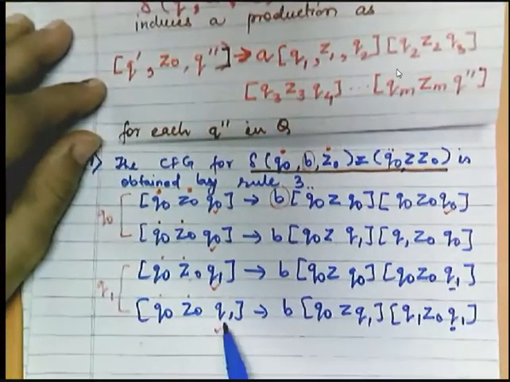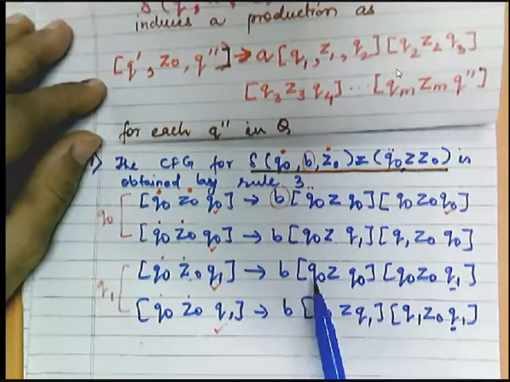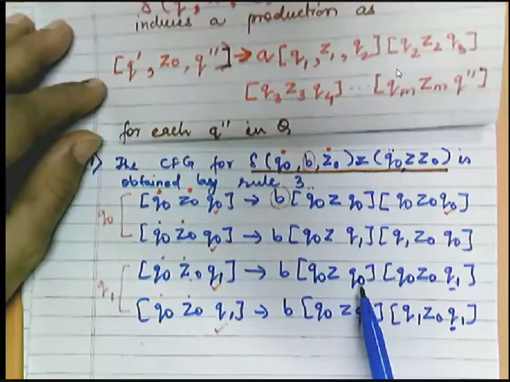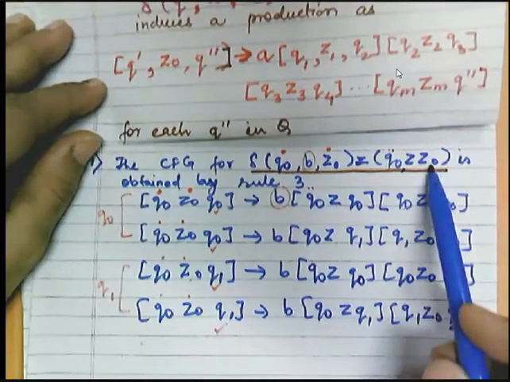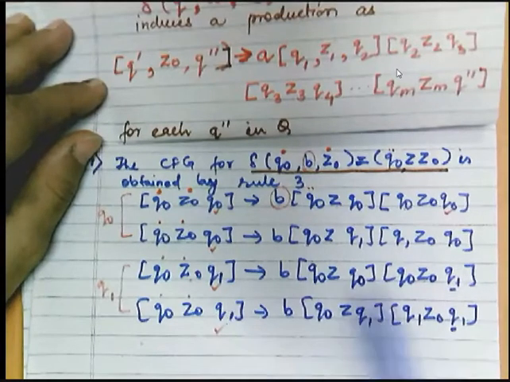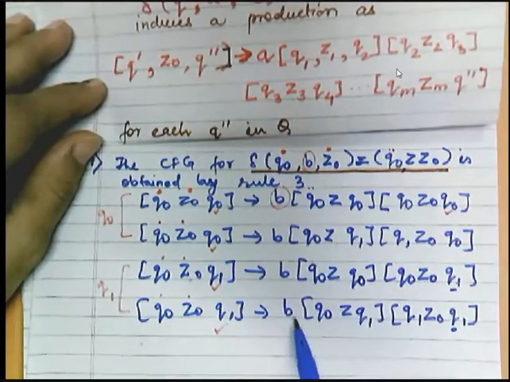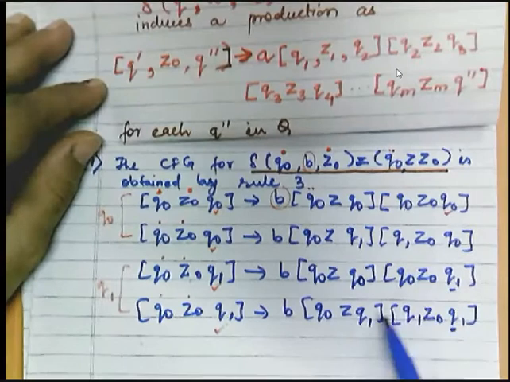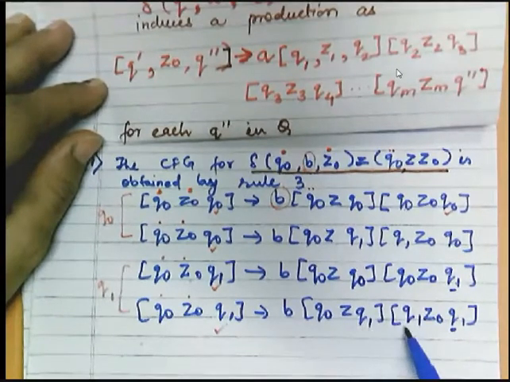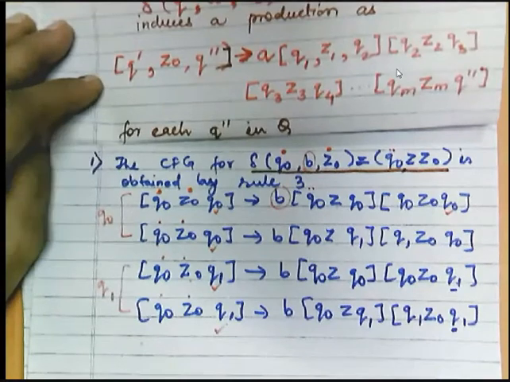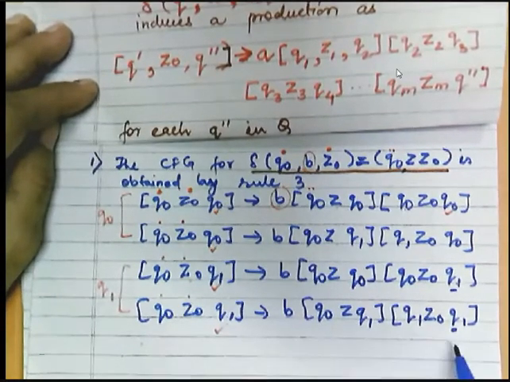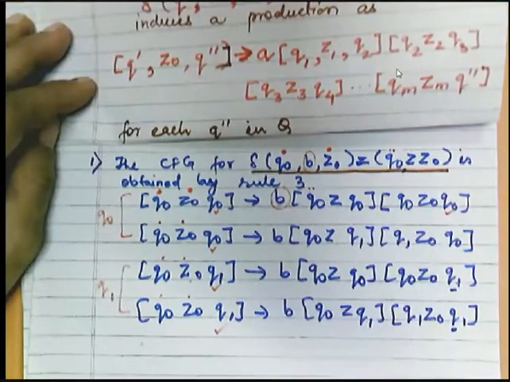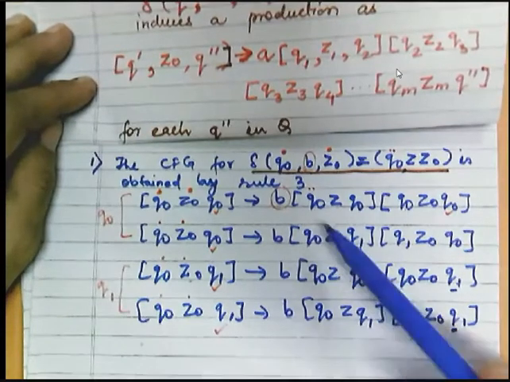this Q2 dash. So here B Q0 Z and Q0 and Q0, this Z0 and Q1, this one. Then B Q0. Now the thing is Z, and now the next state is Q1, and from Q1 to Q1. So like this, there will be these four rules for the given delta function. Once you practice, you will easily understand how you got these rules.